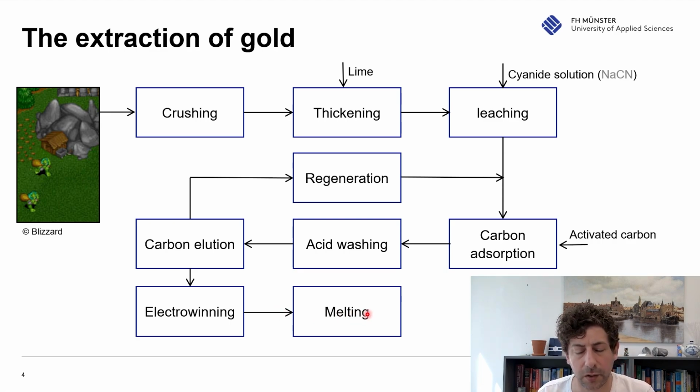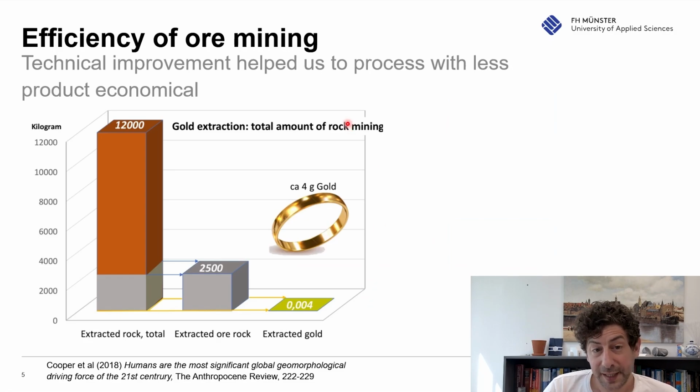The concentration is not perfectly high. It's about 60-70%, something like this, depending on silver content and so on. But you could concentrate it even higher. And similar processes are used for other minerals which we are mining. And here you get an idea how energy intensive the mining of gold is. But since we improve technically, we are able to process even ores with a very low amount of gold economically.